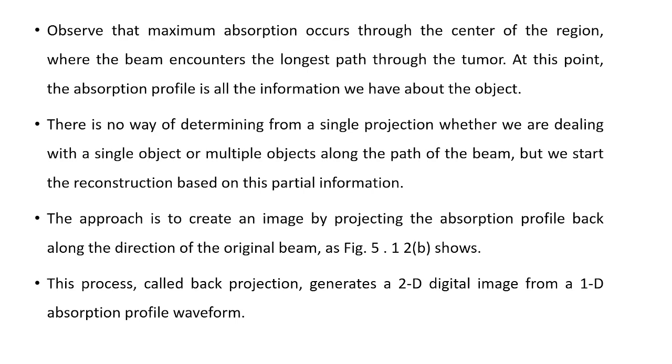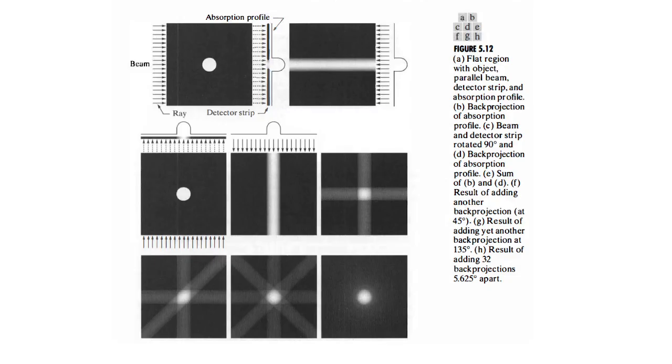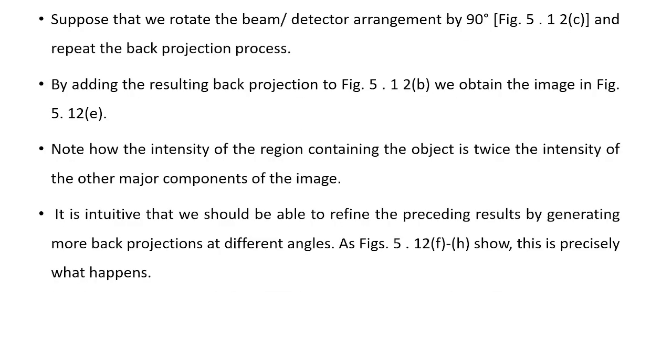It generates a 2D digital image from a 1D absorption profile waveform. Next, the third figure, this C figure. So what is this C figure? It represents that when we rotate the beam or the detector arrangement by 90 degrees and then repeat the back projection process. And what is this D figure? We are adding the back projections. So we get that E.